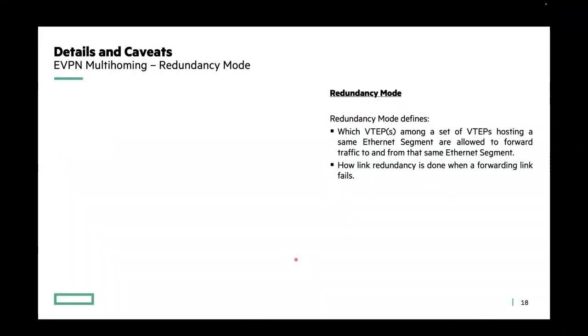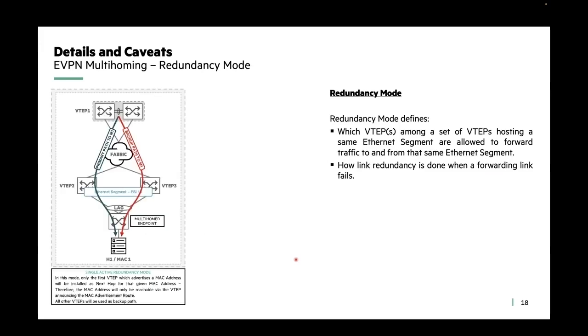Now let's discuss the redundancy mode. The redundancy mode is the way multi-homing VTEPs will forward traffic to and from a given Ethernet segment, but also how they will manage redundancy in case of a multi-homing VTEP failure. RFC 7432 defines 2 main modes. The first one is the single active mode.